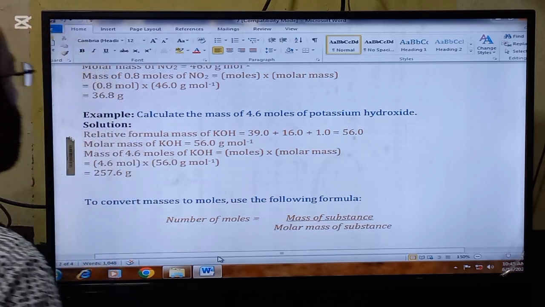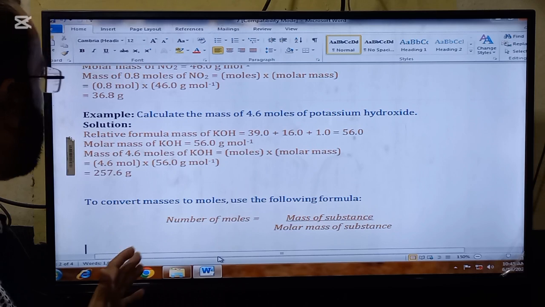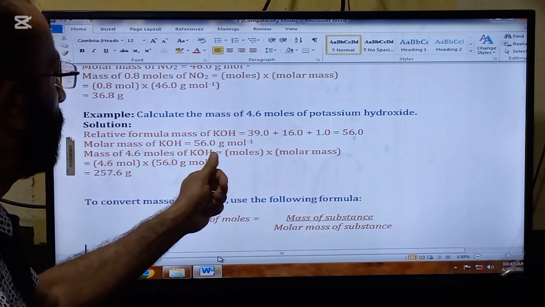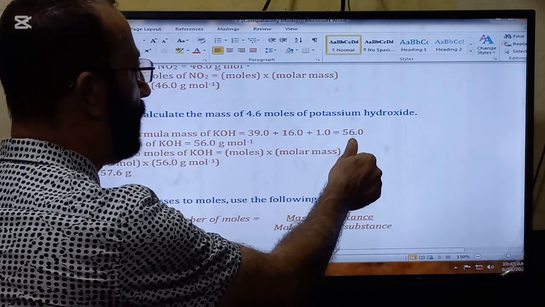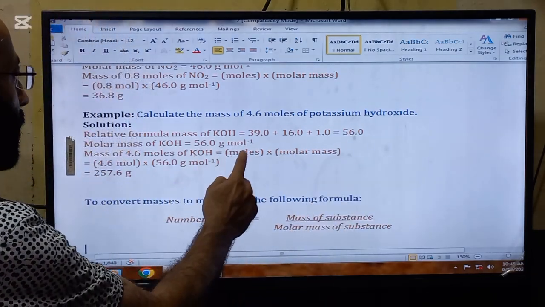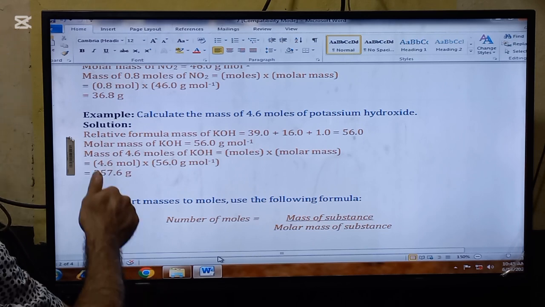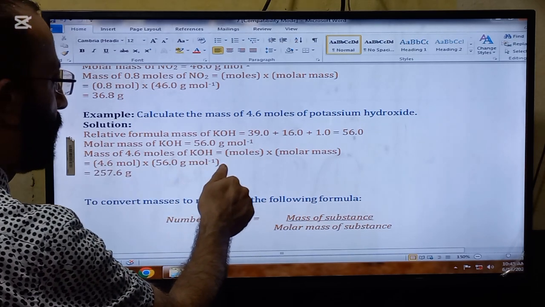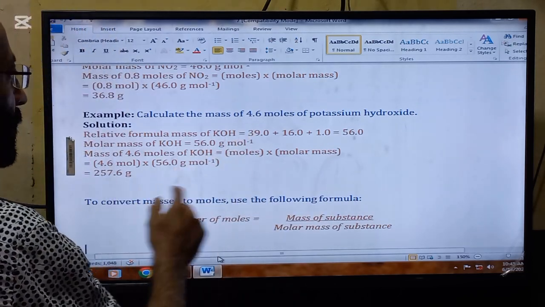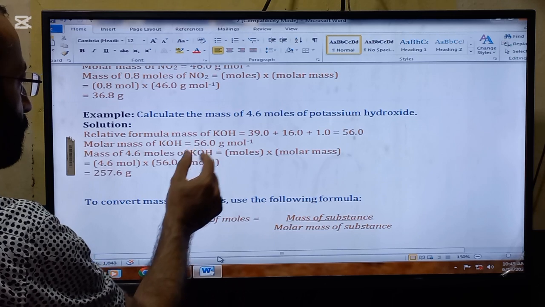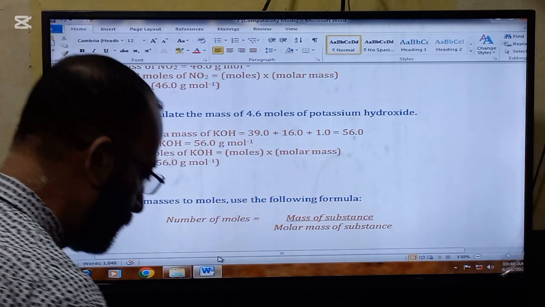And another question, calculate the mass of 4.6 moles of potassium hydroxide. So first we will find the relative formula mass of KOH. K is 39, O is 16, H is 1. So adding them will make 56. So 56 grams per mole is the molar mass of KOH. Okay, now we will put the formula. Mass of KOH is equal to moles multiplied by molar mass. Moles are given, that is 4.6, and molar mass that we have found out is 56. Solve it on the calculator. This is the answer. Gram is the unit.